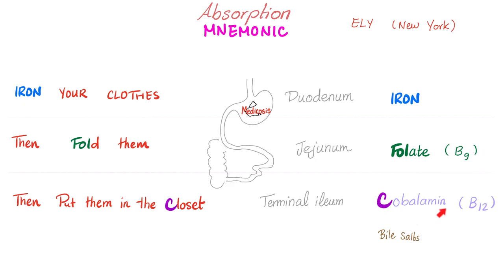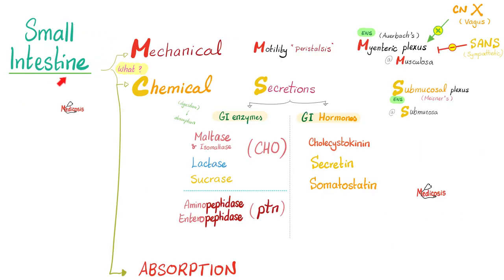But B12 deficiency is anemia plus neurological symptoms, such as ataxia, peripheral neuropathy, even paralysis, and worse, dementia. Now to the small intestine, which is today's topic: mechanical, chemical, and absorption.